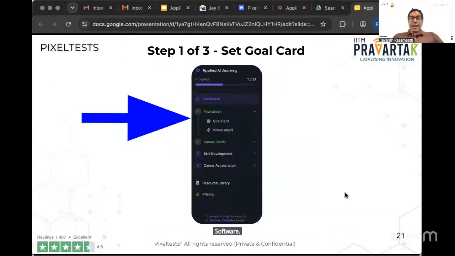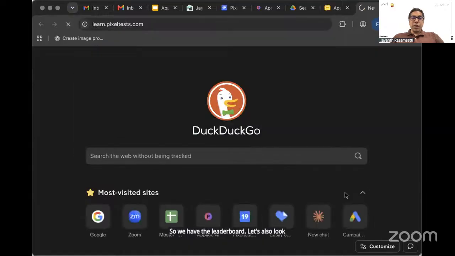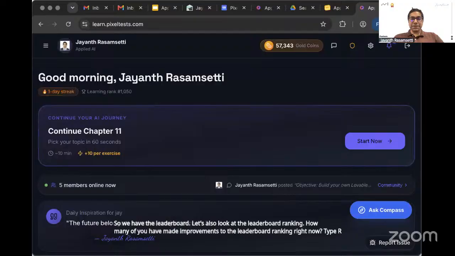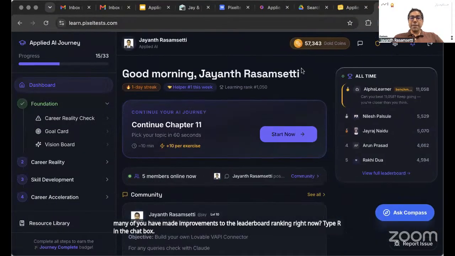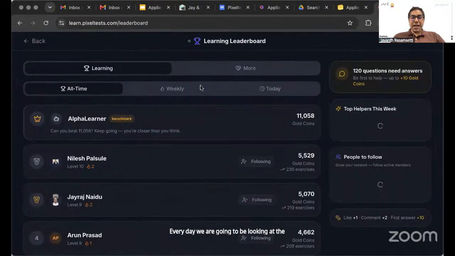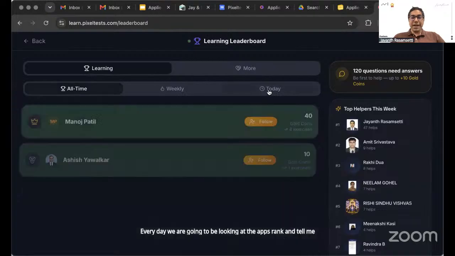So we have the leaderboard. Let's also look at the leaderboard ranking. How many of you have made improvements to the leaderboard ranking right now? Type R in the chat box. First step, go to the app and tell me your rank right now in the chat. Every day we're going to be looking at the app's rank and you tell me what your rank improvement has been since yesterday.